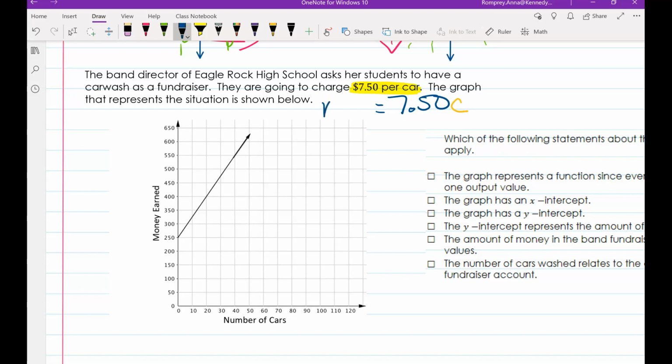So I'm trying to make some money. And how do I make money? Depends on the number of cars that I wash. So the money that we are making per car is $7.50 per car. Cool. Just a little review.